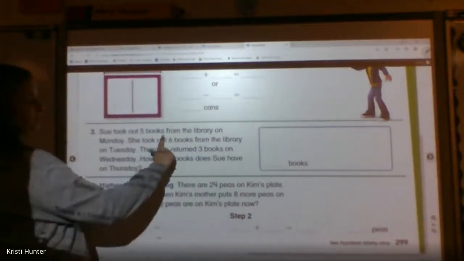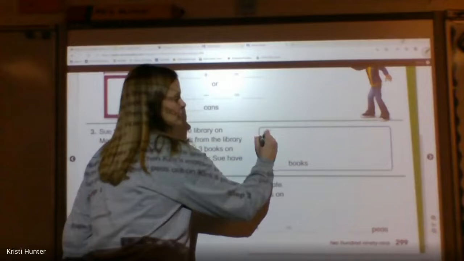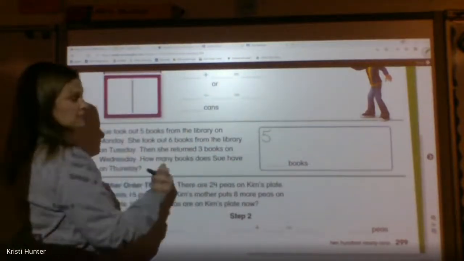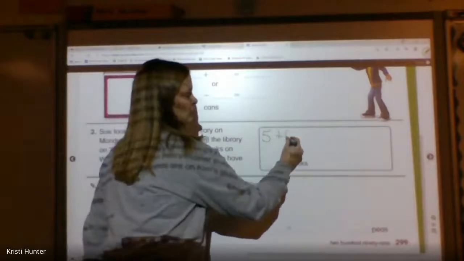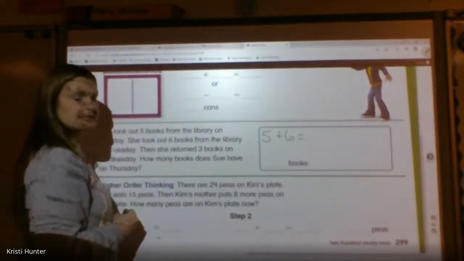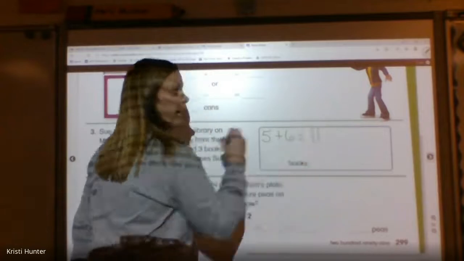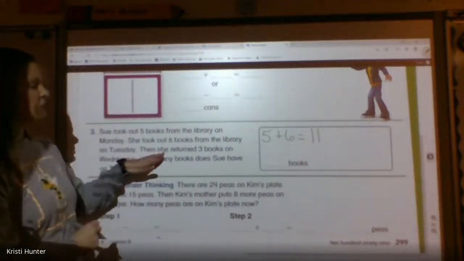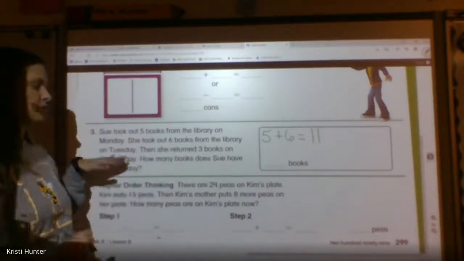Sue took 5 books from the library on Monday. So here's the 5 she took. She took out 6 books from the library on Tuesday. So I'm going to find out how many books she has right now. 5 plus 6, well, that would be 11 books. Now let's see what to do next. Then she returned 3 books on Wednesday.